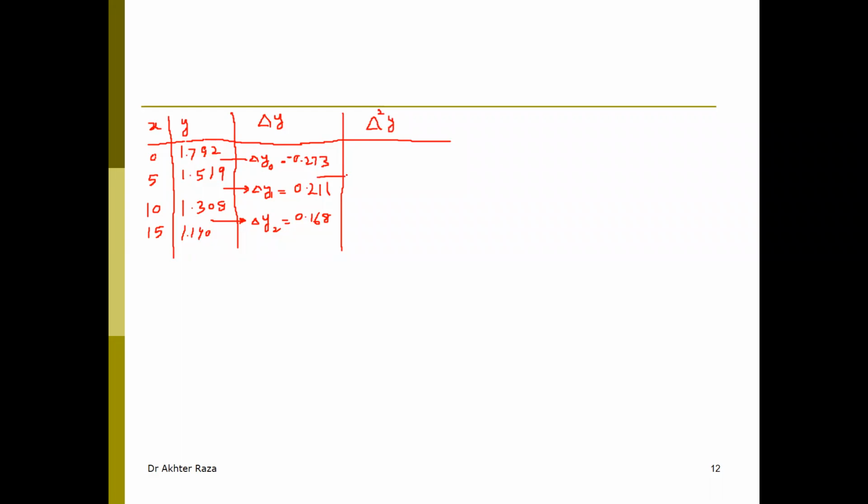Now we have to calculate the delta square y naught, and this is called delta square y1. 0.211 plus 0.273. Instead of minus, we will have a plus sign because this is already negative. And 0.16 minus 0.21. And the next column will be the delta cube column.